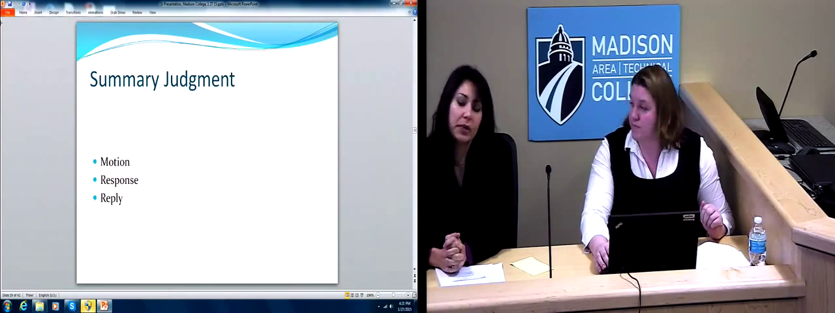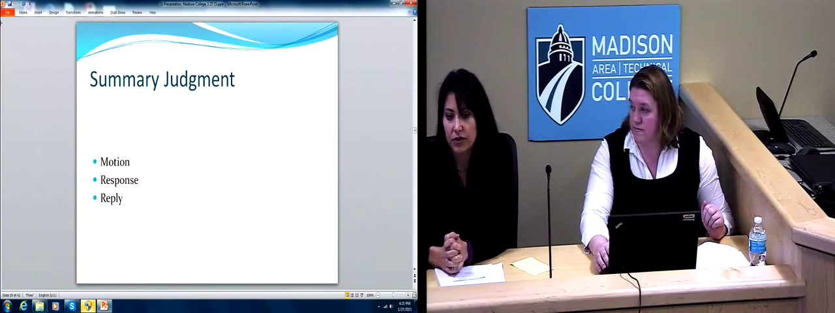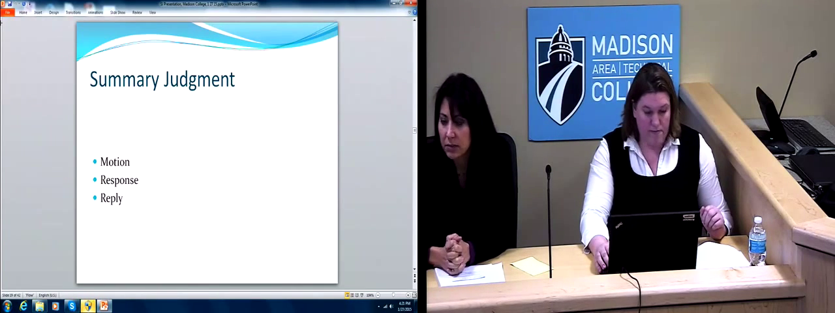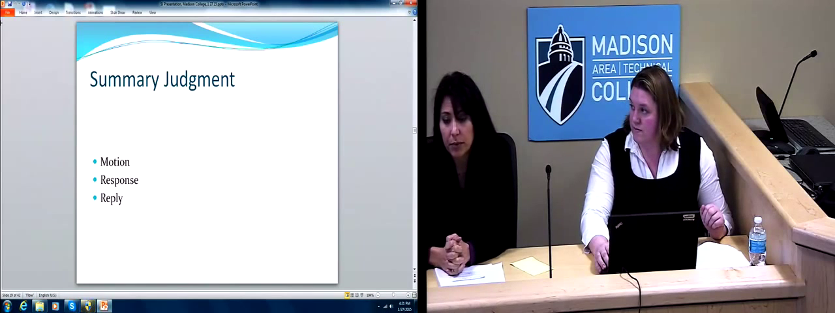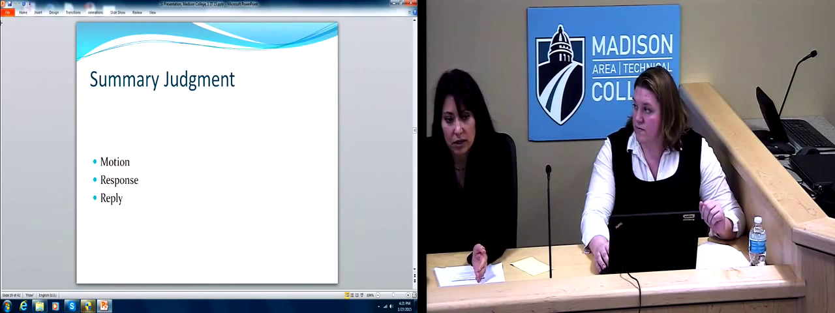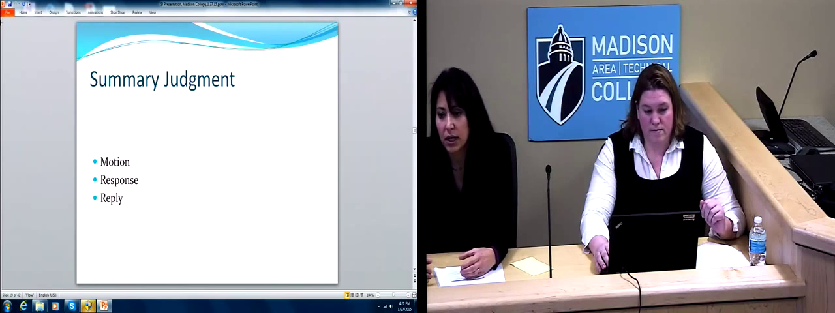So summary judgment comes in 3 parts. First, usually it's the defendant filing a motion for summary judgment. Sometimes it's the plaintiff and sometimes it's both, but there's usually one date set where the initial summary judgment motion and brief and affidavits are due. And so your motion and first packet of stuff is due on one date.